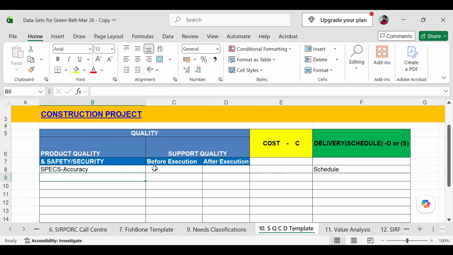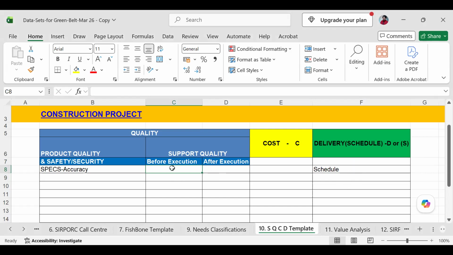Support quality before execution is the design. I can't hear you. Can you increase your volume? Yes, now it's okay. Before execution, the quality is the.